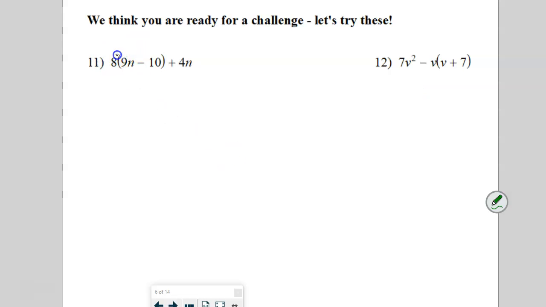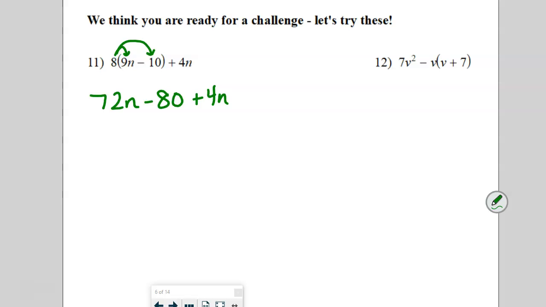This time, I'm going to try to distribute and not show that intermediate step of what times what. Let's see if we can do that. We're going to do that part in our head. So 8 times 9n, you got to multiply the 8 and 9 and get a 72n. And then 8 times -10 is a -80. But don't forget there's this extra little term over here, this plus 4n.